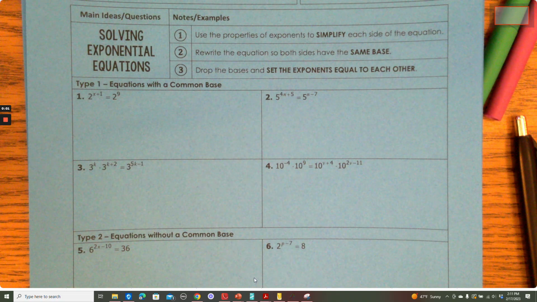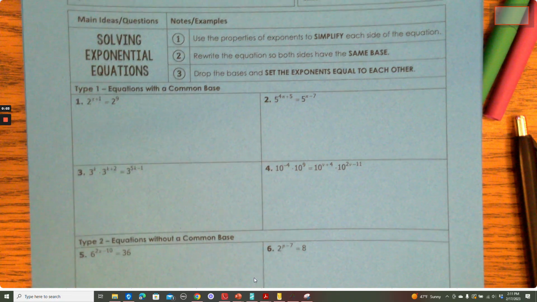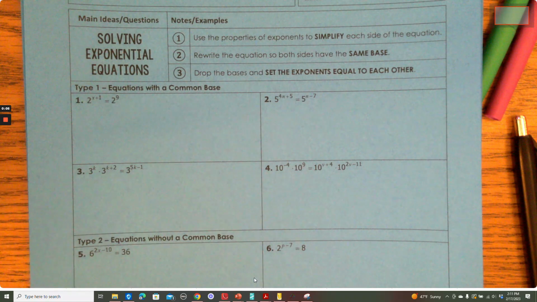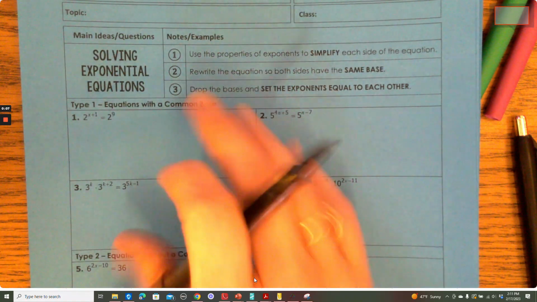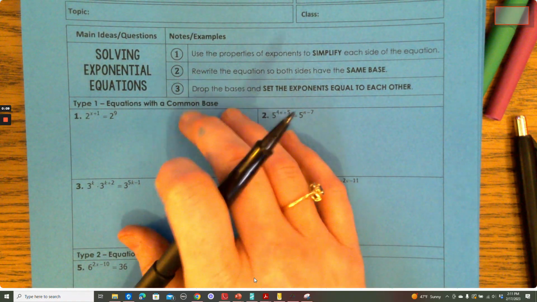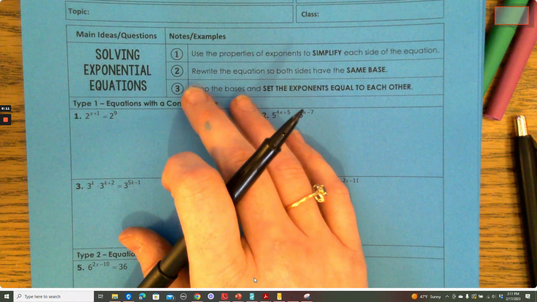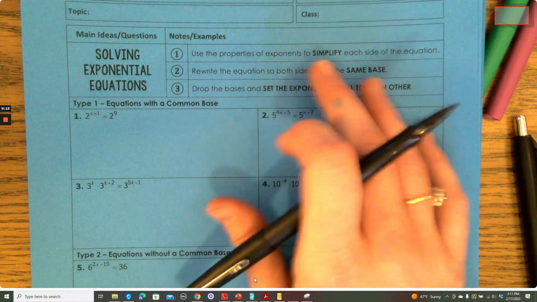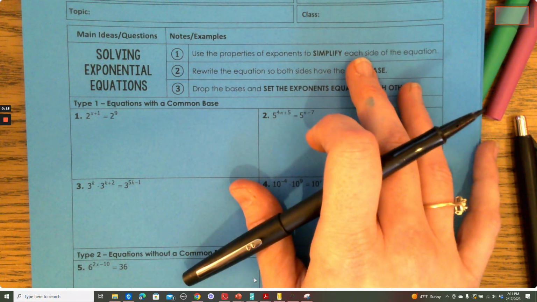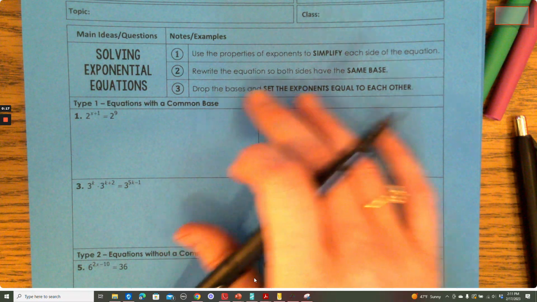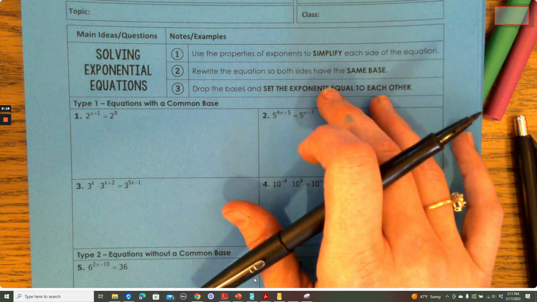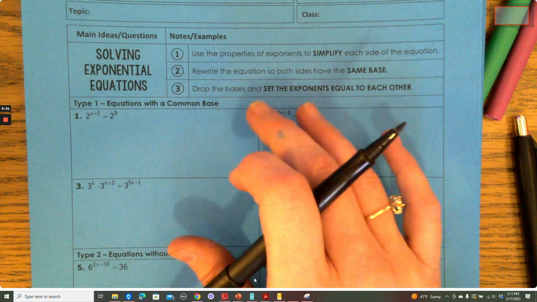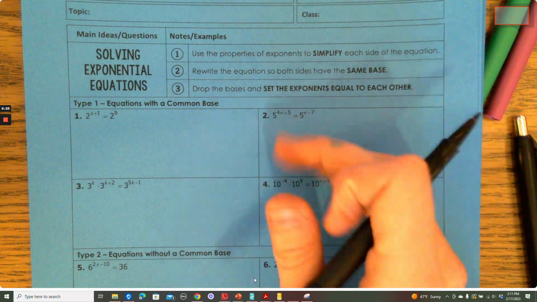This video is for the solving exponential equations notes. Okay, so we're going to start off, and here are our rules for doing this. Number one, use the properties of exponents to simplify each side of the equation. We're going to rewrite the equation so that both sides have the same base, and then we're going to drop the bases, and we can set the exponents equal to each other.